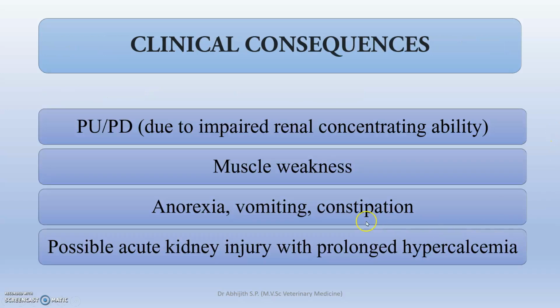So the clinical consequences are PUPD, muscle weakness because of loss of calcium from the bones, anorexia, vomiting, and constipation because of reduced phosphorus, and possible AKI because of excess and prolonged hypercalcemia.